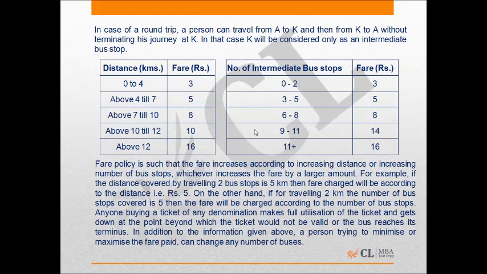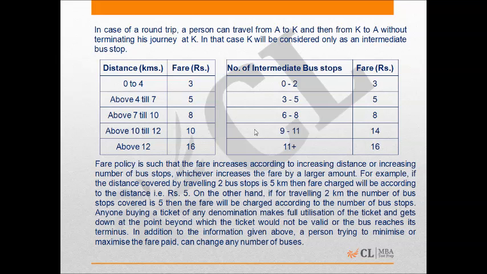And it is also known that in case of a round trip, a person can travel from A to K and then from K to A without terminating his journey at K. At this stage, K will be considered only as an intermediate bus stop. So in case a person wants to travel from A to K and then come back to A from K, he does not need to get down from the bus at K. In that case, K will just be considered as an intermediate bus stop.